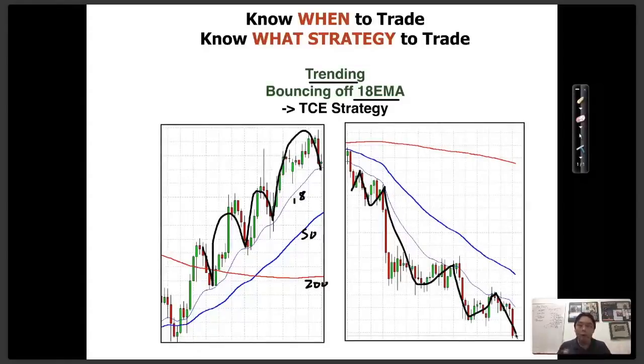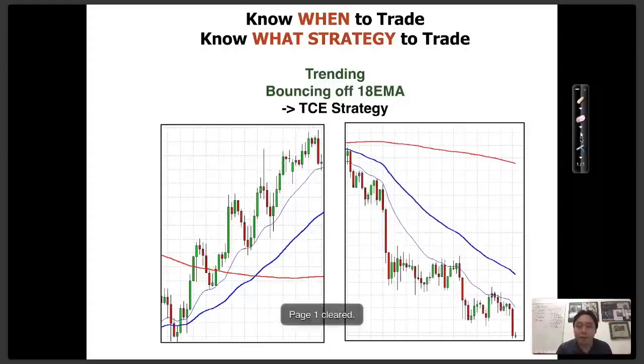So we are always looking for currency pairs that show us this pattern, and then we trade using that particular strategy. So again, when it's bouncing off the 18 EMA, it's best to use the TCE strategy, known as the trend continuation entry strategy. And again, I'll talk more about it later on, which is the entry and exit rules.